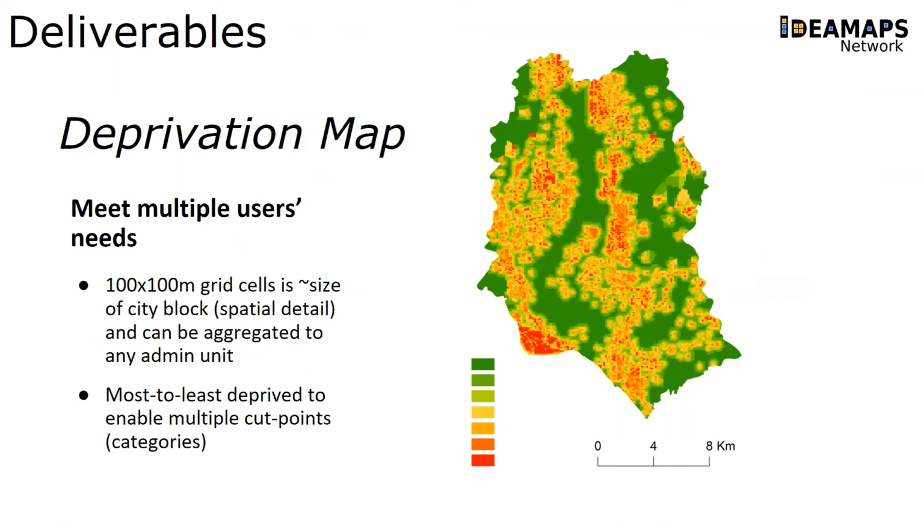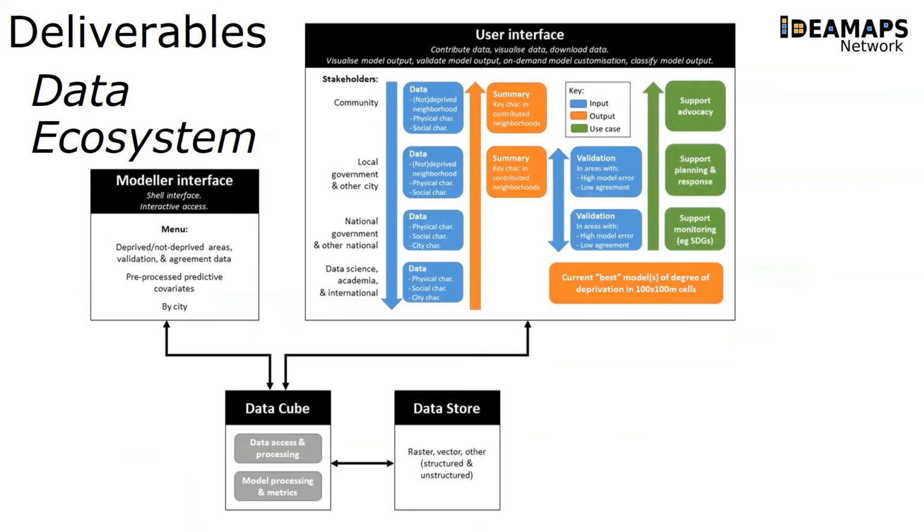At the same time, the 100 by 100 meter grid cells are meant to provide a high degree of spatial detail. These units are approximately the size of a city block, and mapping on the scale of most to least deprived supports multiple use cases so that these maps can be utilized by community members, city planners, NGOs, academics, and more.